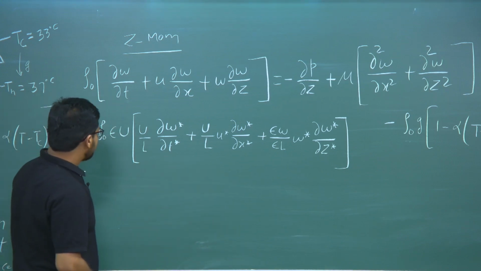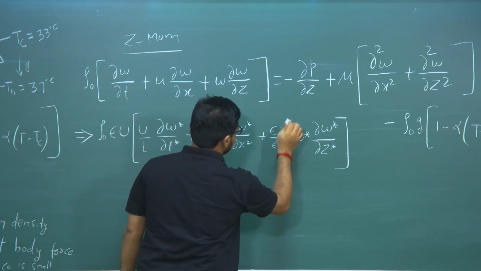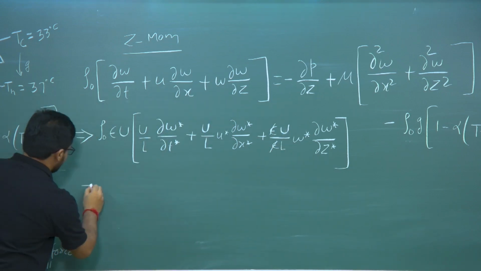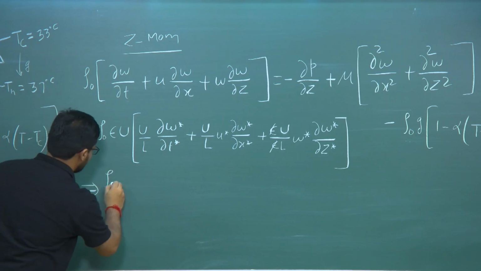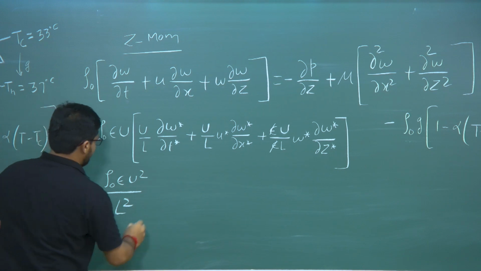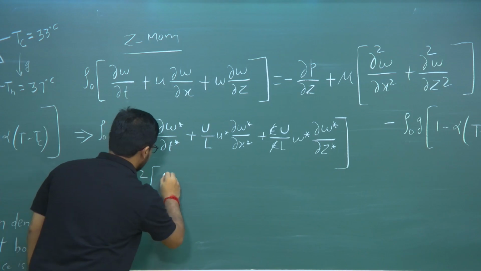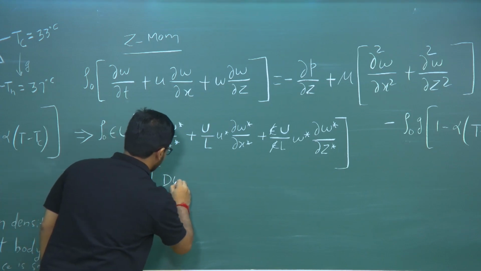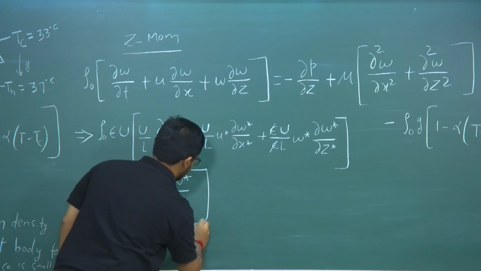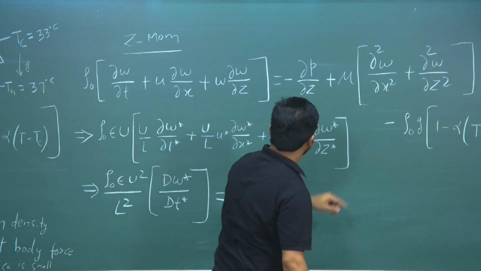If we simplify it, we can see that U by L is common in all the terms. So, we will take U by L common and it will be rho naught epsilon U square by L square, and this whole term after taking U by L common will become the Lagrangian derivative of w star. This is equal to, now we will have to make the RHS dimensionless.